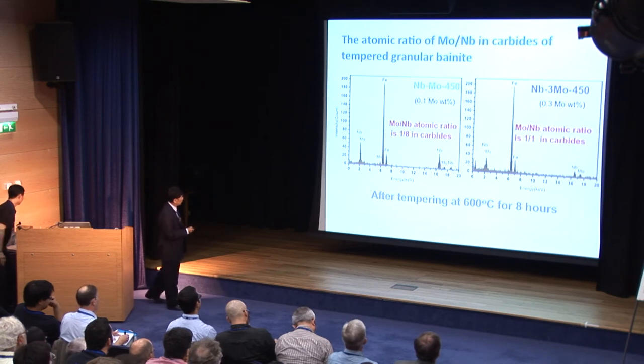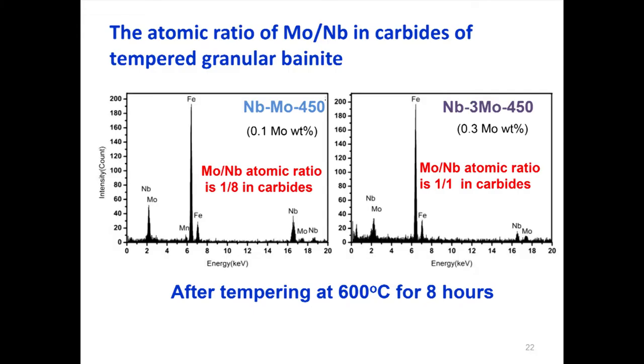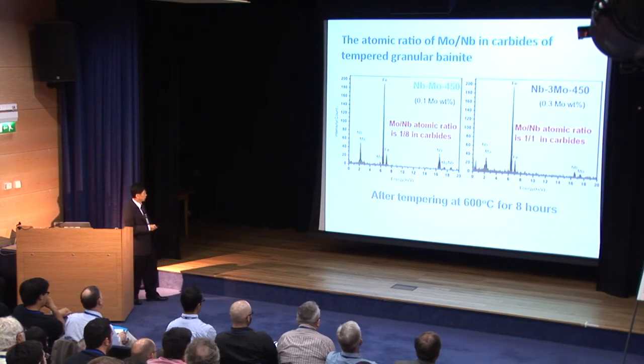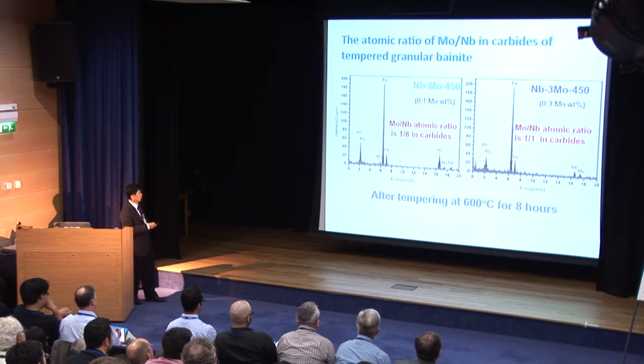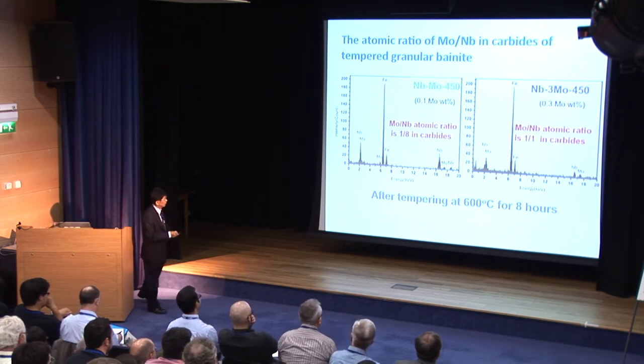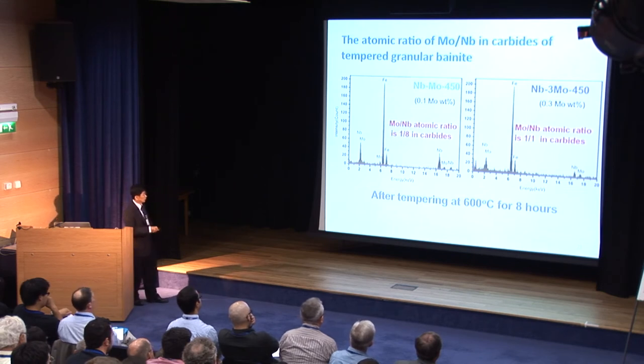And from the EDS narrow probe, we also would like to observe the chemistry of the carbide, and here is the data. For tempering at 600 degrees C for 8 hours, the niobium to moly atomic ratio is about 1.8 for this sample. And for the niobium 3 moly 455, the atomic ratio is about 1 to 1.